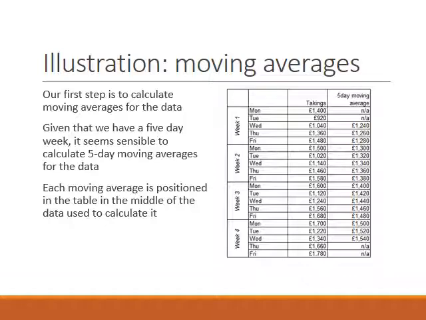And so I've now completed as many of the moving averages as I can from the data. You'll notice that the first 2 days of week 1 and the last 2 days of week 4 don't have a moving average, and that's simply because there isn't sufficient data to calculate a 5-day moving average for those days.